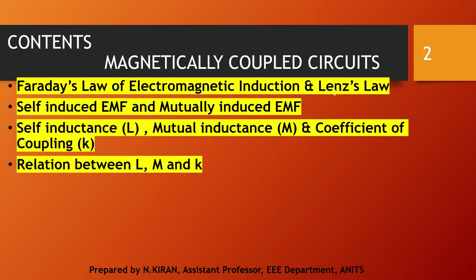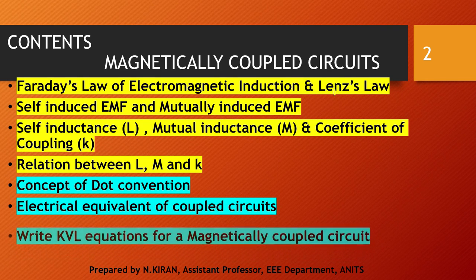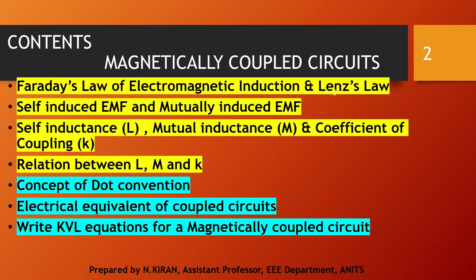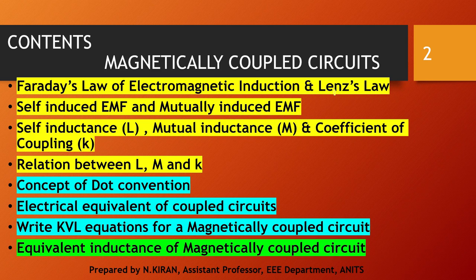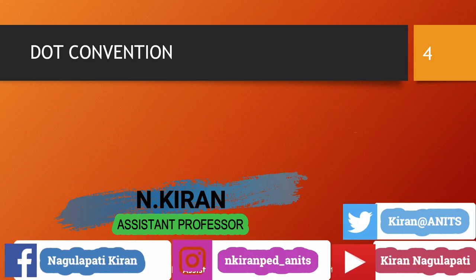In today's lecture, I am going to discuss the concept of dot convention, how to find the electrical equivalent of a magnetically coupled circuit, as well as write KVL equations for magnetically coupled circuits. In the third and fourth parts of my lectures on magnetically coupled circuits, I am going to discuss some tutorials based on the concept of dot convention as well as finding the equivalent inductance of a magnetically coupled circuit. So first, let us see the concept of dot convention.